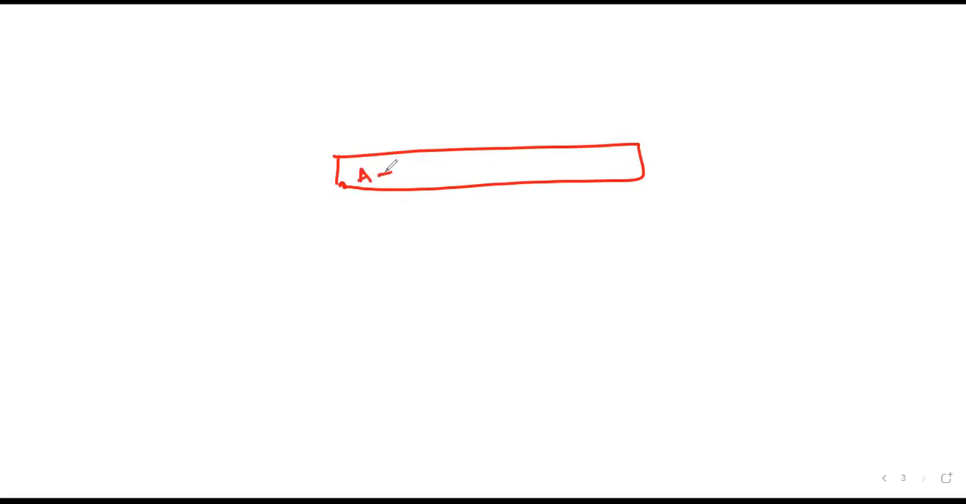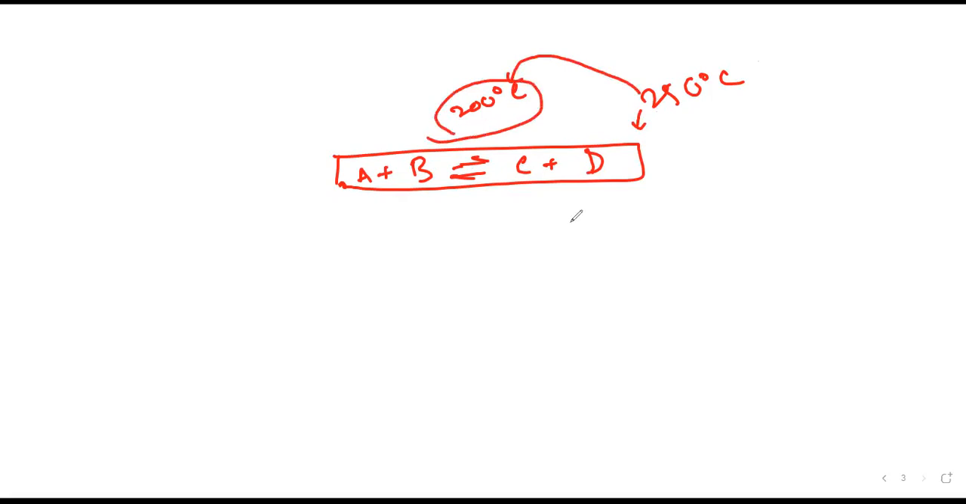It tends to regain its equilibrium position if any change is brought to it. So let's say our reaction is A plus B, reversible sign, C plus D is the product. If any change has been brought, let's say the reaction occurs fine at 200 degrees centigrade. If I increase the temperature to 250 degrees centigrade, the system will try to change the state in such a way that the temperature decreases and gets back to 200 degrees centigrade, where it is at its optimum temperature.